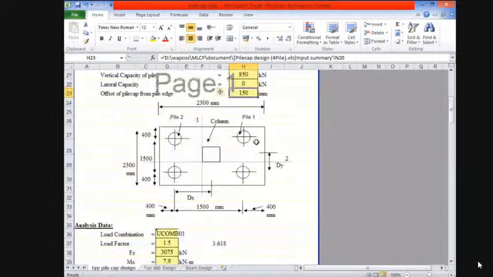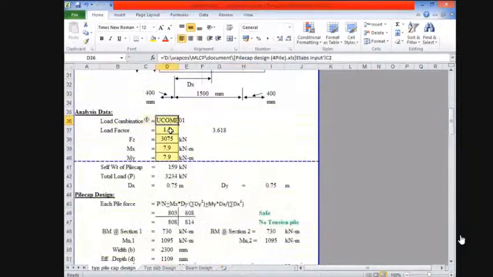Because in each pile we are getting the load. So this is pile one, this is pile two. Similarly, if your moment capacity is there, the same moment capacity will come. You're getting the output from your model. So this is for some unfactored load combination I'm getting. A load factor is 1.5, because when you are designing for your moment, you have to check for your load factor.